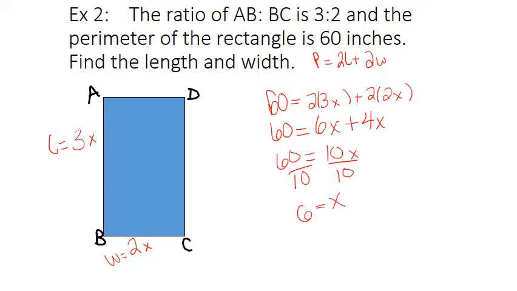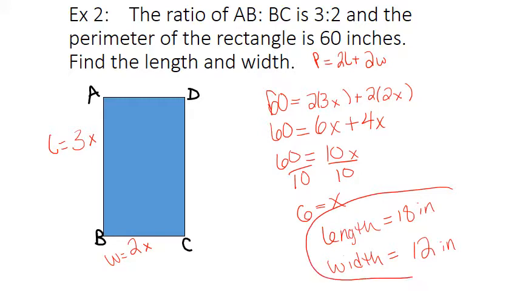But they wanted us to find the length and the width. So x is equal to 6, but that's not my answer. I want to find L and W. So here I'm going to write length is equal to 3 times 6, which is 18, and width is equal to 2 times 6, which is 12. And we are in inches. That is our unit. So that is my answer.